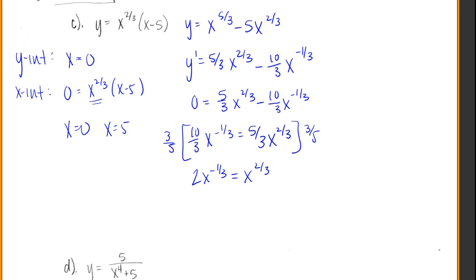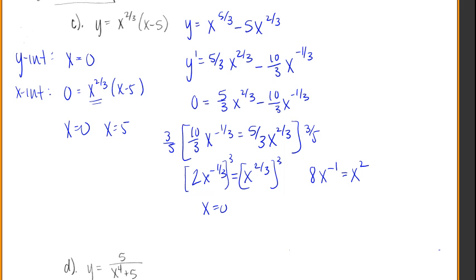So hopefully at this point you all can see right away that we're going to have a critical point x equals 0. Because first of all, plugging in 0 for the bases will give you 0 equals 0, so that's going to check out. To further clean up, we could cube both sides so we can get rid of those fractional exponents. So that would be 8x to the negative 1 is equal to x squared.